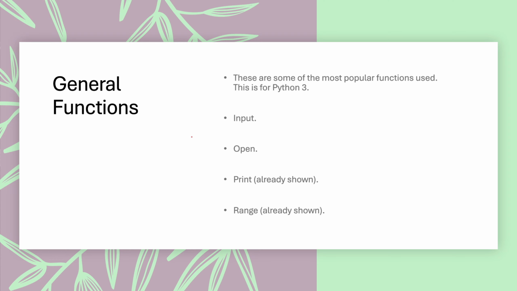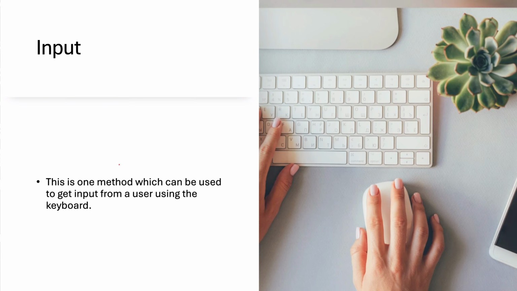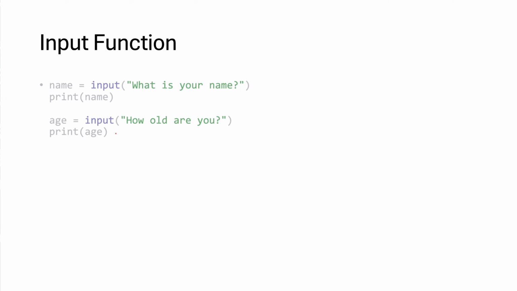Next, we have general functions. These are some of the most popular functions used. This is for Python 3, obviously. We have input, open, print already shown, and range was already shown as well. So when we do input, this is one method which can be used to get input from a user using the keyboard. So this is an example, and the person will be able to type their name, then press enter, then type their age, then press enter. This is one method to do it. There are other methods, but this is probably the most popular one.